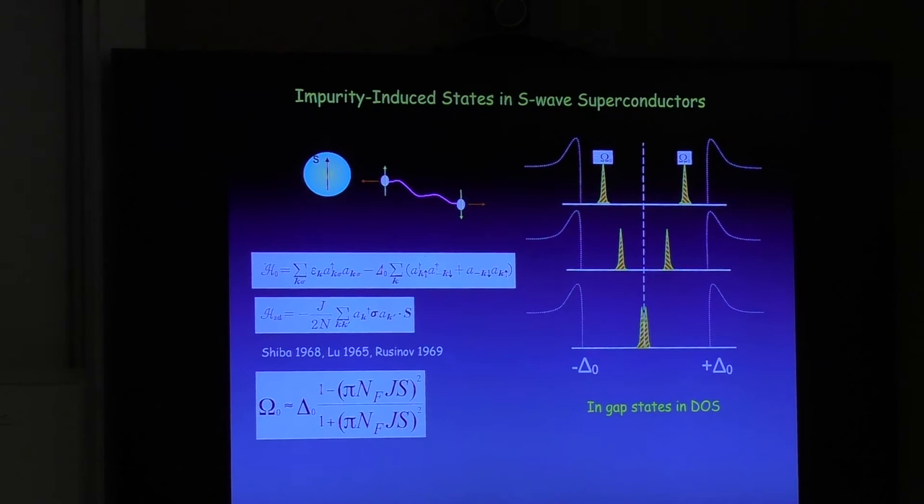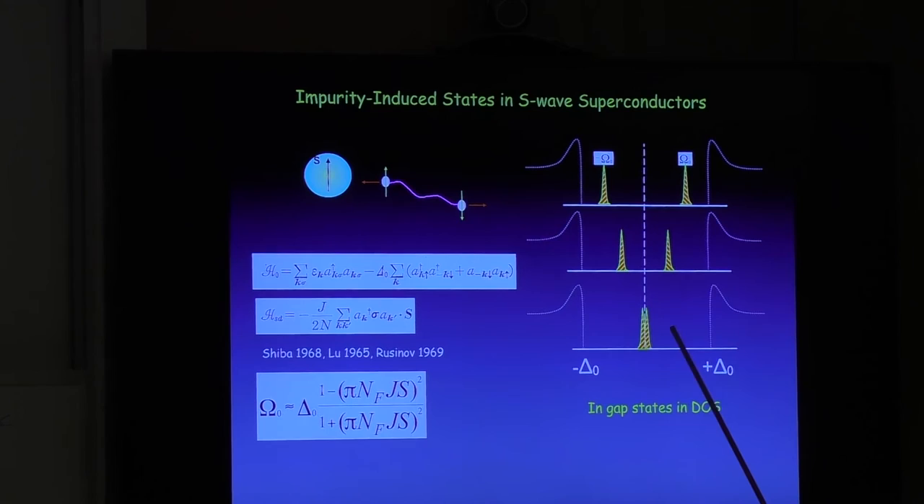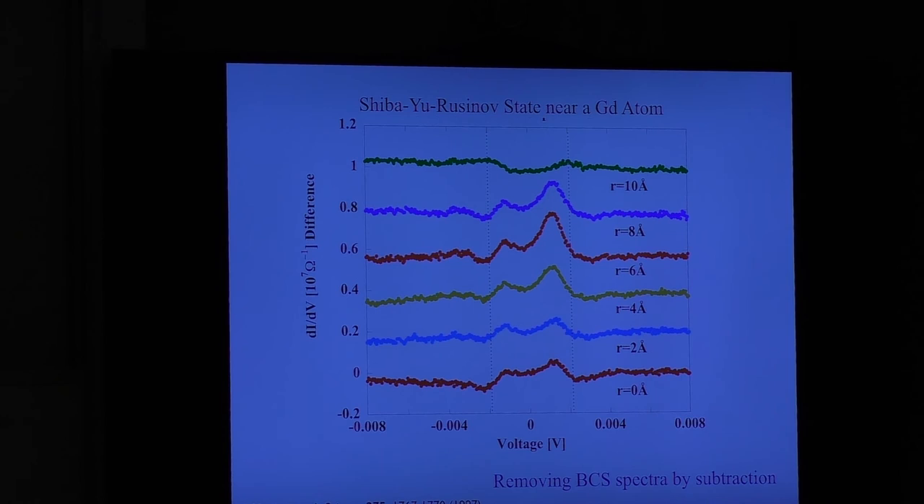You can do a more complex calculation that I don't want to show, but basically what you can show is that you add an impurity spin to the superconductor, and you find this is the superconducting density of states, but these are the Shiba states coming in. At some point, when J is large, when pi times the density of states times J times S is of order 1, then there's a crossing, and that crossing is just a fermion parity change. And these have been discovered early on. This is data on Shiba states on gadolinium atoms.